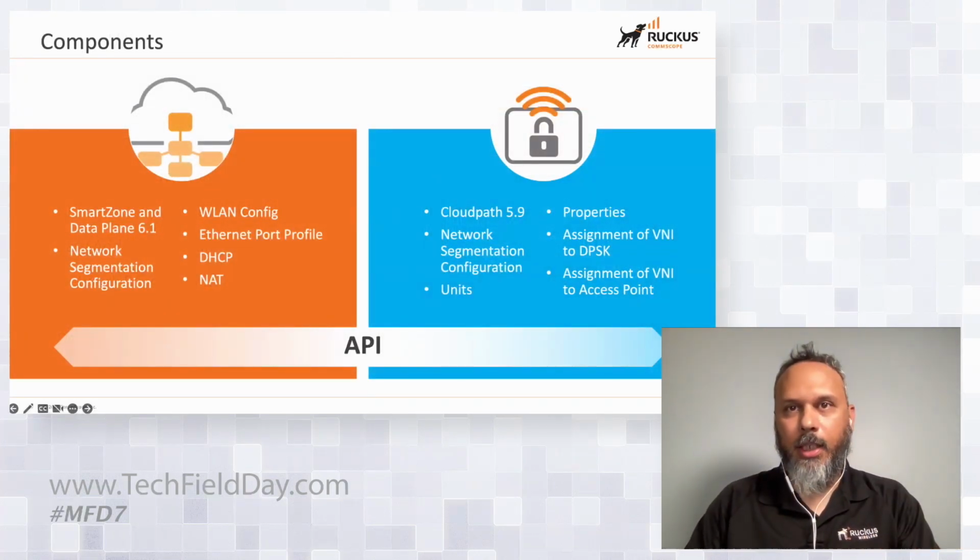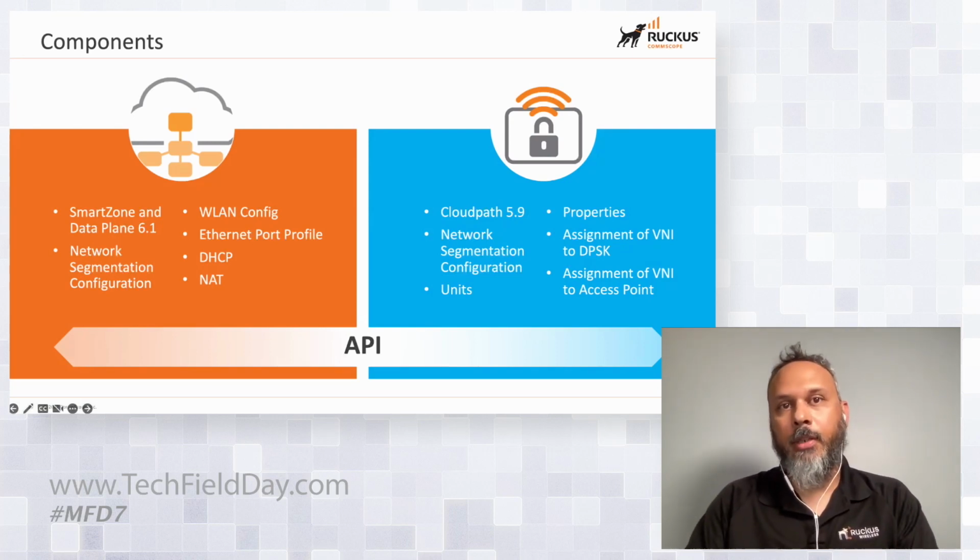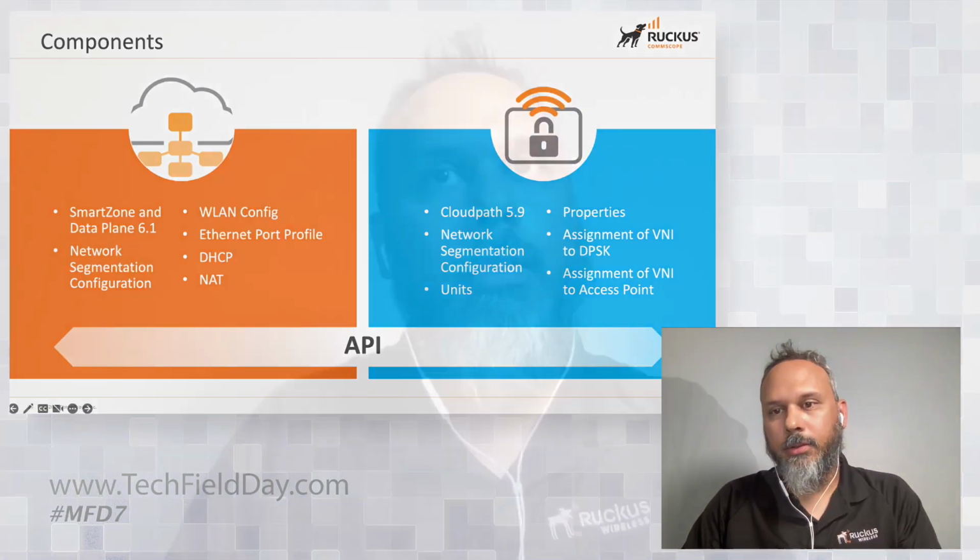SmartZone, DataPlane, CloudPath, they're all communicating over API, with SmartZone providing the configuration, network segmentation, WLANs, access point information to CloudPath. And then in CloudPath, you're really configuring things like properties and configuring those portals. The automation of the VNIs is all done through CloudPath, as well as dynamic pre-shared keys.